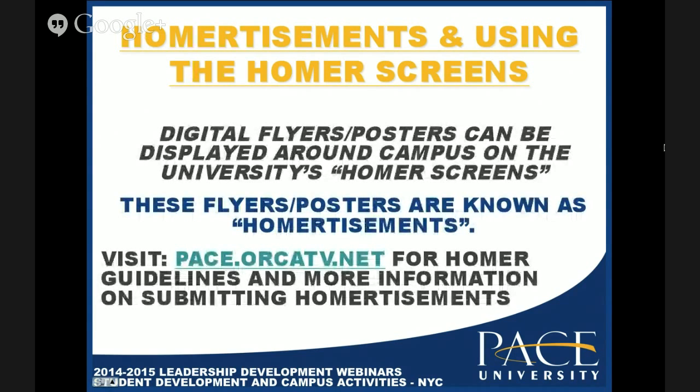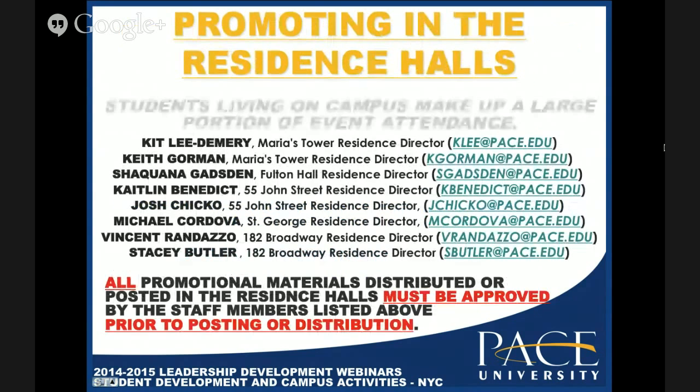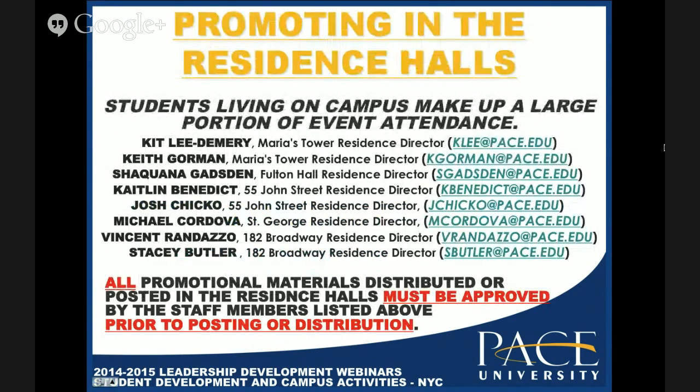Digital flyers and/or posters can be displayed around campus on the university's Homer screens. These flyers and/or posters are known as Homertisements. Students living on campus make up a large portion of an event's number of attendees. Make sure to get any and all promotional efforts approved by the Residence Director, or RD, of the respective building prior to distributing or posting any materials used for promotion.